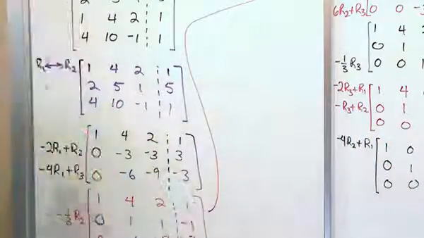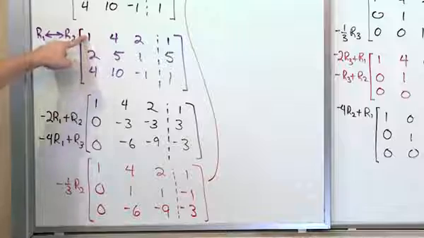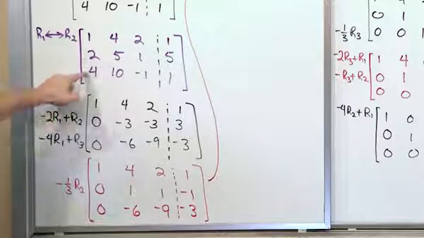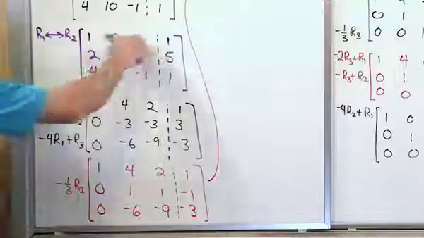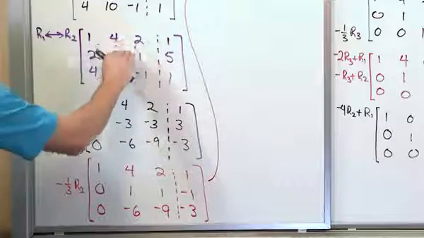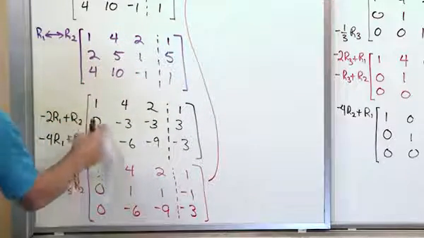So what I want to do first is get a 1 in the upper left-hand corner, and then I want to get zeros down below. So I'll be multiplying this row times something and adding it to these two. That's what we did here. We had zeros down here.